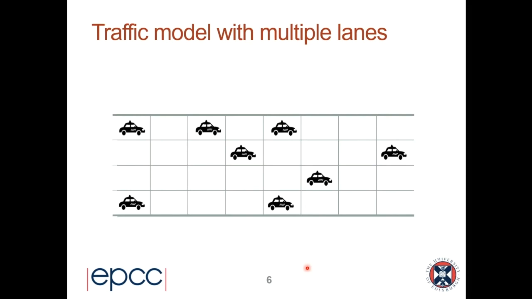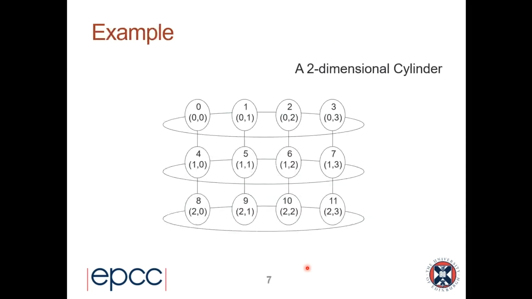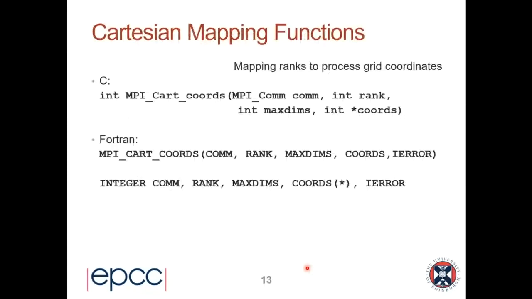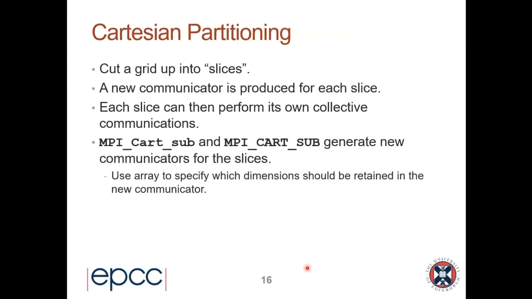Absolutely. Once you create a Cartesian communicator, it's often natural to say, I now want to split it into slices because I want to treat slices differently. You might have rows and columns of a matrix, for example, or here lanes means something. So I want to have a communicator which corresponds to a lane. And because I have created a Cartesian communicator, slicing it up makes logical sense. So MPI supplies routines called Cartesian partitioning. You can cut a grid up into slices, and new communicators are produced for each slice. And then the important point, each slice can then perform its own collective communications. That's the most useful thing.